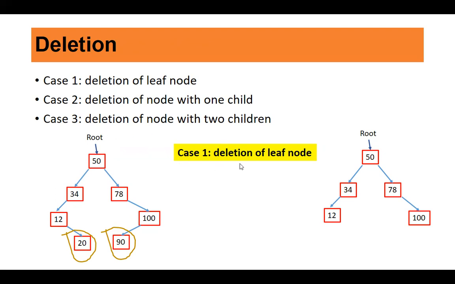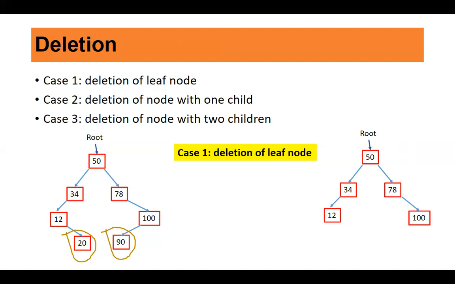So let us look at case one, deletion of a node with no children, that is a leaf node. In this tree, you have two leaf nodes, 20 and 90. Deletion of a leaf node is very simple. You just delete the nodes and make these pointers null. Fine. So delete node 20, free the memory, delete node 90, free the memory, and this is what you get after deletion. 20 is deleted, so the right pointer of 12 is nullified, it is pointing to null, and even 100's left pointer, which was pointing to 90, is pointing to null. It's not pointing anywhere. So after deletion of the leaf nodes, this is the tree.